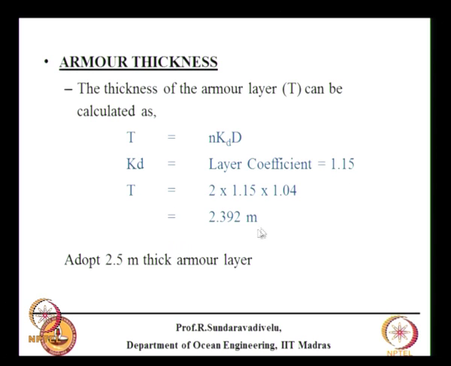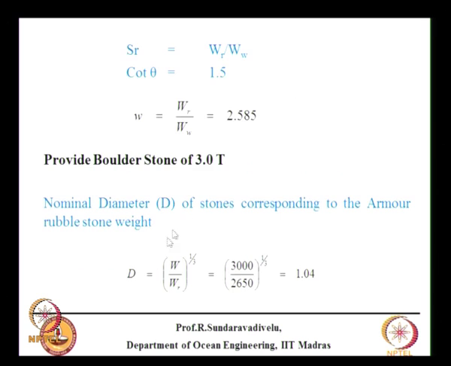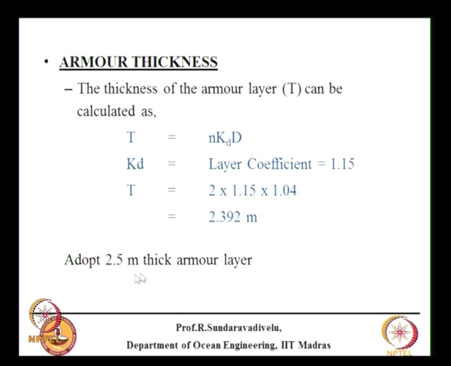So the thickness of the armour layer is 2.392, but we provide 2.5 meter thickness for the armour layer. This is the main parameter we are designing. We are designing the weight of the armour stone, diameter of the stone, that is the size of the stone, and thickness of the armour layer. This is one of the most important designs that we have to carry out for the breakwater.